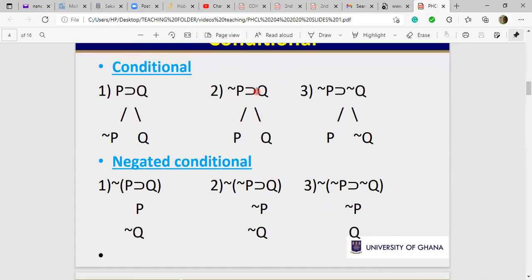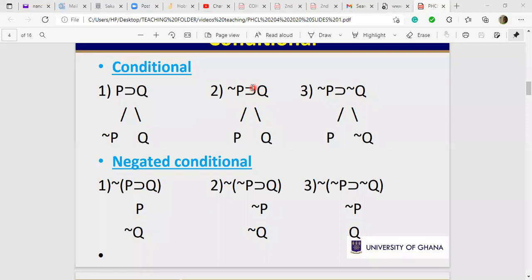Which sign is this? For a mark, raise your hand. Quick, I'm just giving marks. Conditional. That's correct. Okay, it is a conditional.